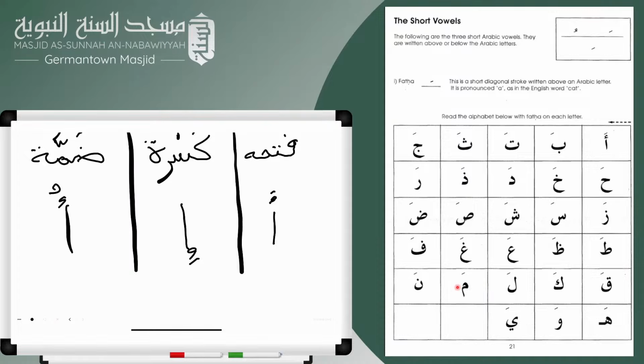Next letter is a noon, correct? It has one dot. It's a horseshoe shape, but it has one dot on top of it, rather than the ta that has two dots on top. Noon, when it has a fatha, what does it sound like? Na, no stretching. I ask you to spell it to me. You spell it to me as noon fatha na.